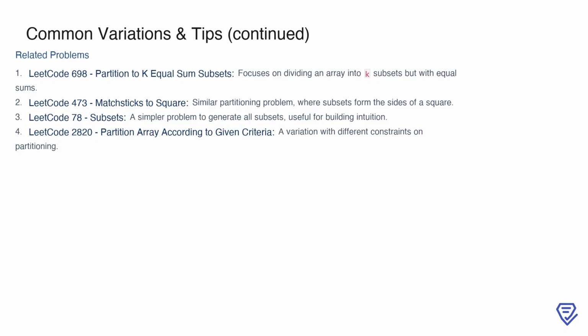Another related problem is LeetCode 473, Matchsticks to Square, where the subsets must form the sides of a square, introducing geometric constraints. LeetCode 78, Subsets, is a simpler problem where you generate all possible subsets of an array, making it a great starting point for understanding subset generation. Lastly, LeetCode 2820, Partition Array According to Given Criteria, is a variation that focuses on partitioning an array based on different, defined constraints. Studying these problems can give you a broader perspective on solving partitioning challenges.